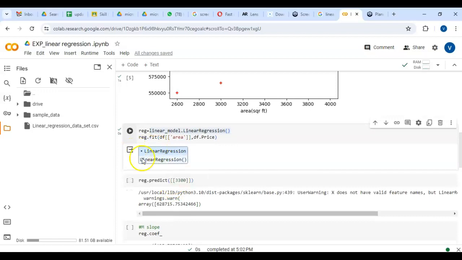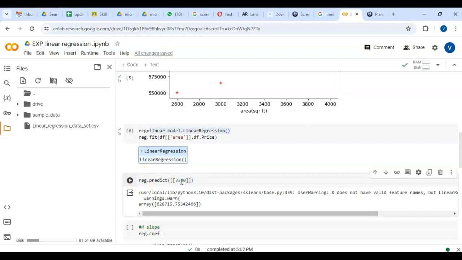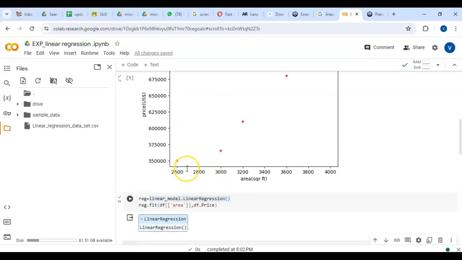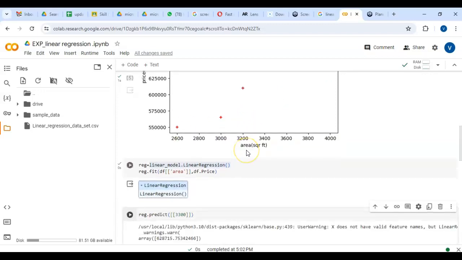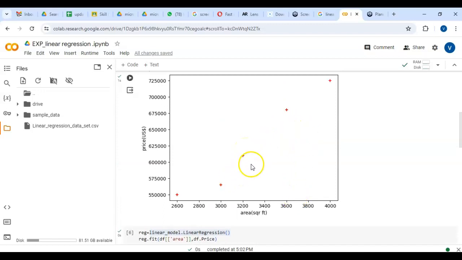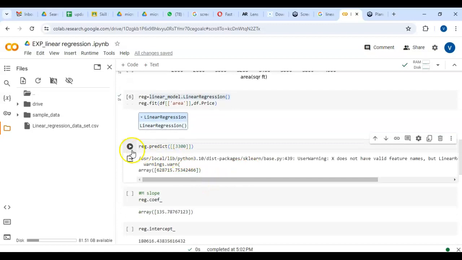Now, after fitting the model, you can see I'm writing reg.predict of 3300. I'm trying to predict the price for an area of 3300. Here you can see I have data for 3000 square feet, for 3200, and for 3600. Now I'm trying to predict for something in between, 3300. When I predict it, I get the answer 6,28,715.